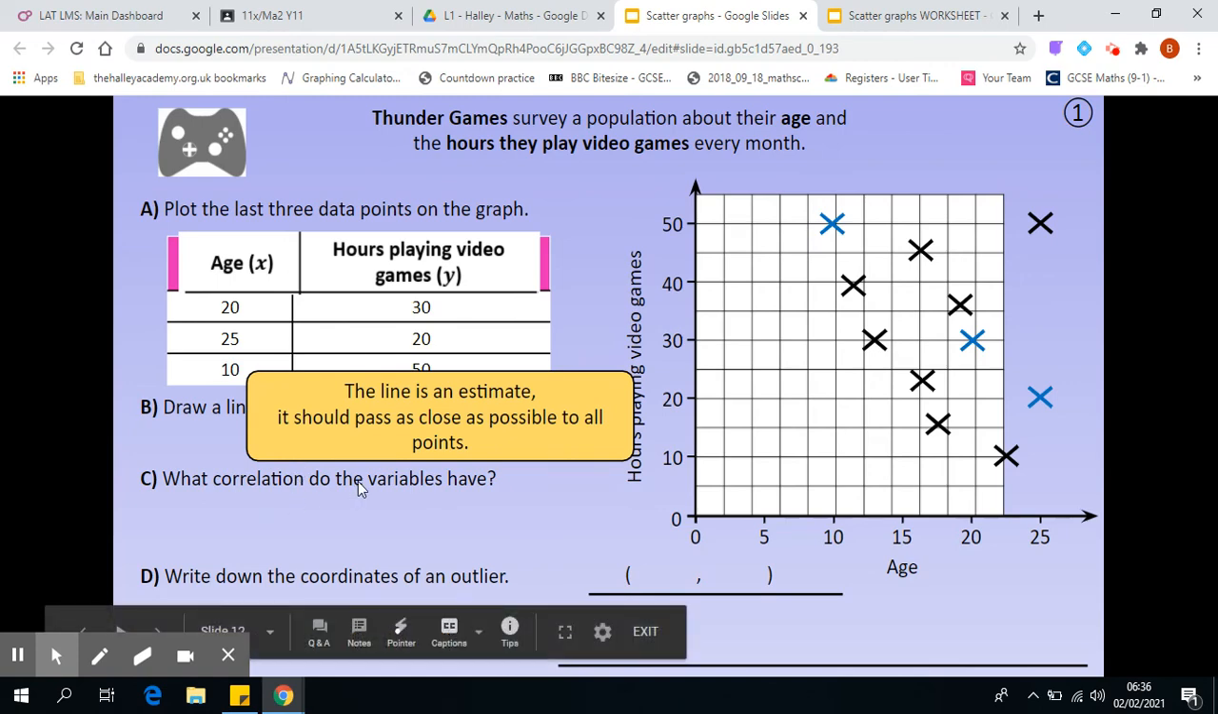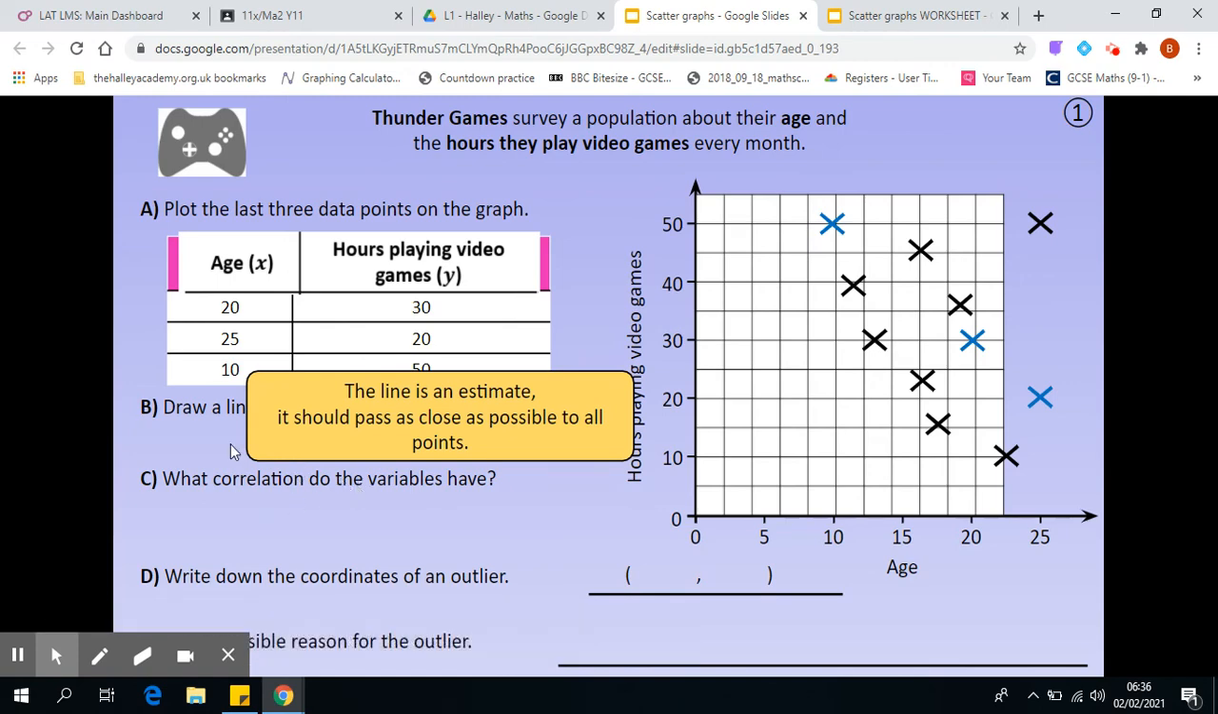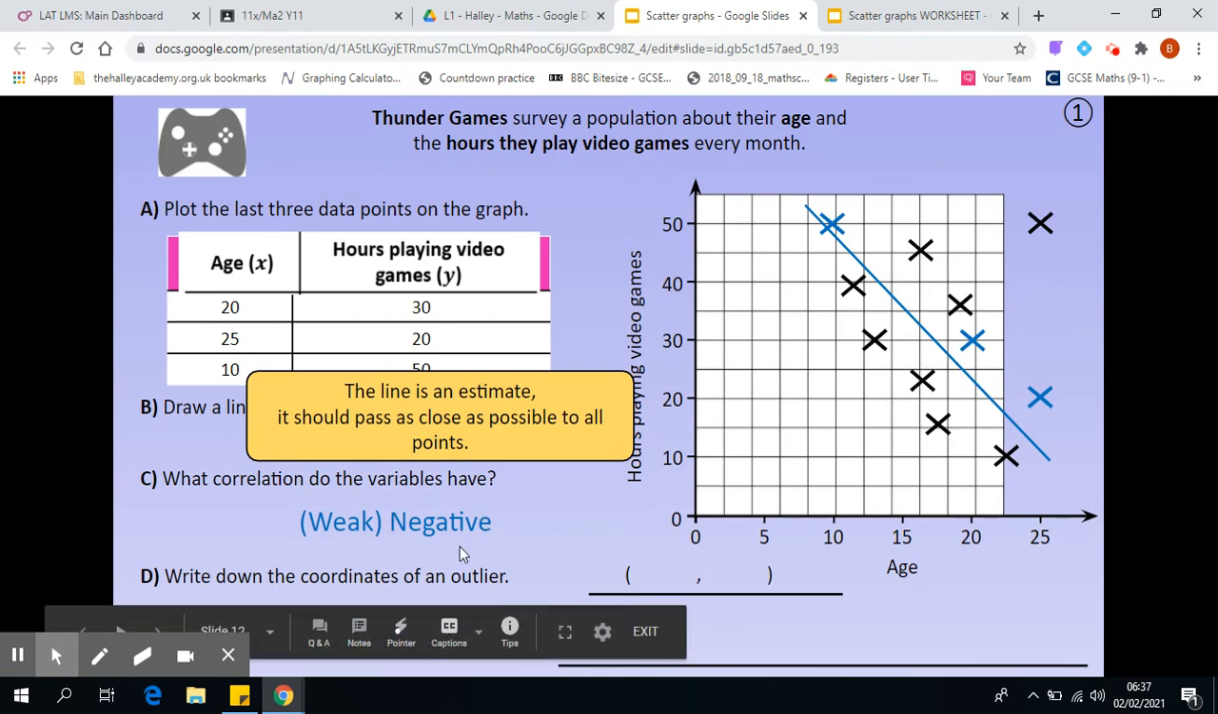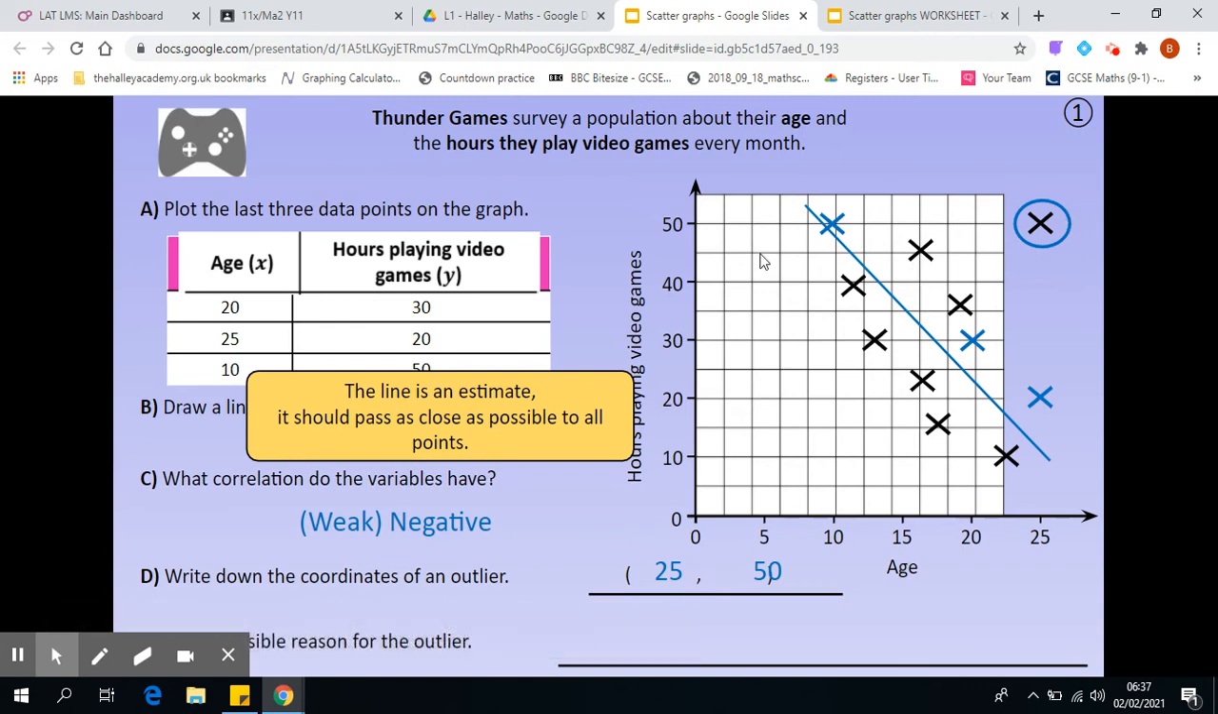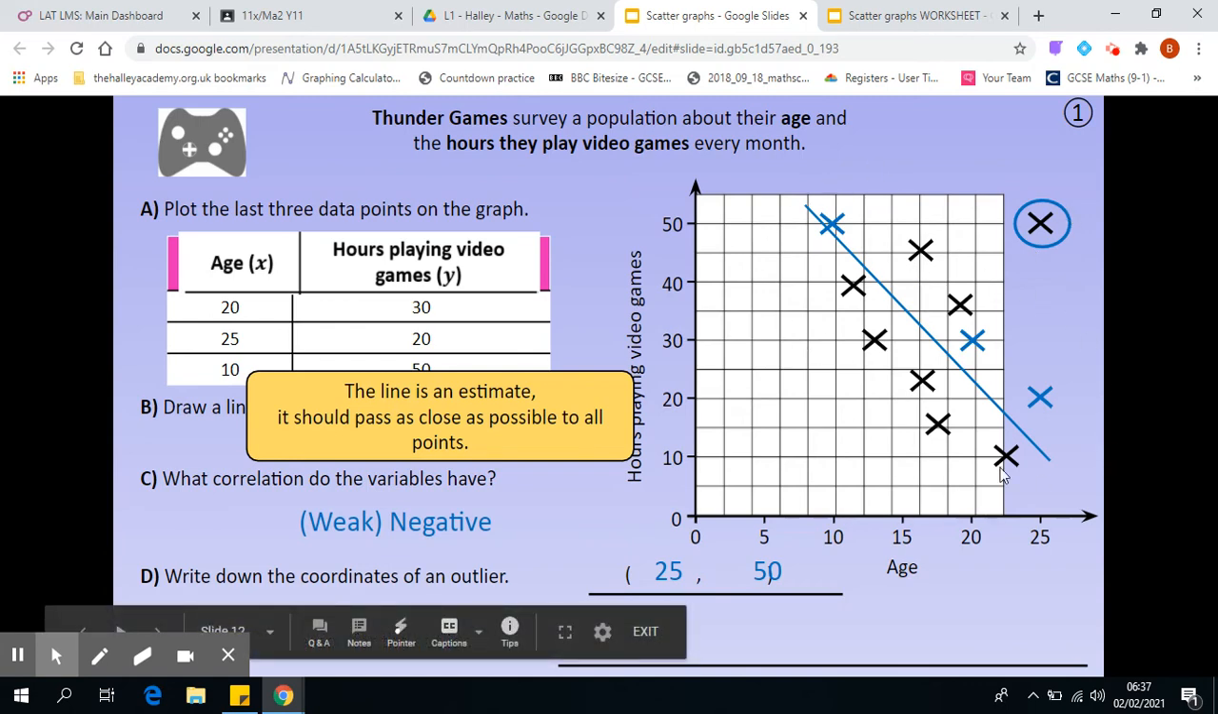What relationship? Drawing the line of best fit. This line is an estimate. It should pass as close as possible to all points. It's an estimate, and it should be close to all the points. Now it's a negative correlation and it's weak. Write down the coordinates of an outlier, and you can see 25, 50. That's an outlier because it doesn't belong to the general trend.